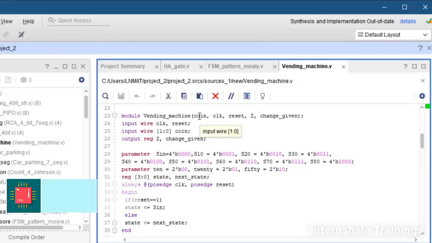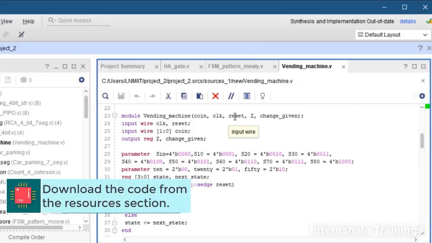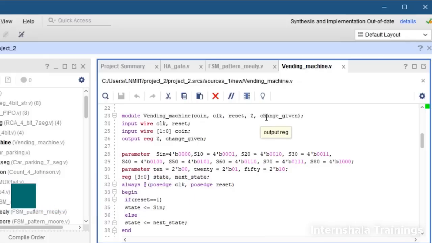Our inputs are coin, clock and reset. These are the inputs, and we have 2 outputs. One is Z, which is the product, and the other is whether the change will be given or not. You can add more outputs and inputs as well, but this is the minimal design that can be taken. Clock and reset are 1 bit. There are 3 different types of coins or currency notes, so that is why we need 2 bits. Outputs are product and change given.